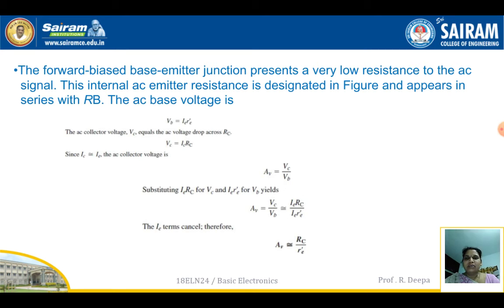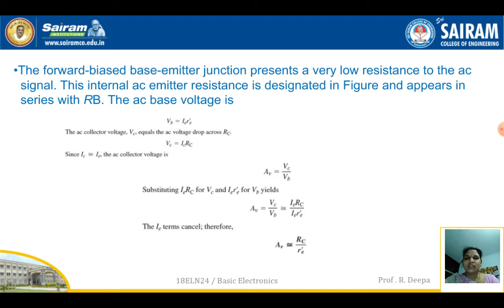Coming to the calculation of the voltage gain of the transistor, we have the AC base voltage VB as IE into RE dash, where IE represents the AC emitter current and RE dash represents the internal AC emitter resistance. We can calculate the voltage at the collector terminal, represented as VC, which is equal to the voltage drop across the collector resistance RC. Hence VC can be written as IC into RC. As the emitter current is approximately equal to the collector current, IC is equal to IE.